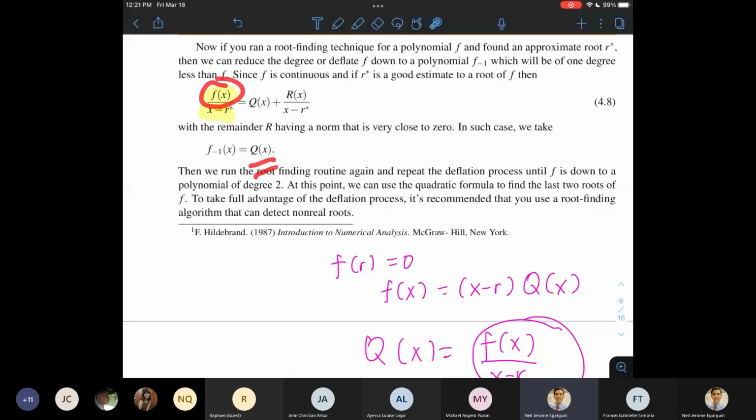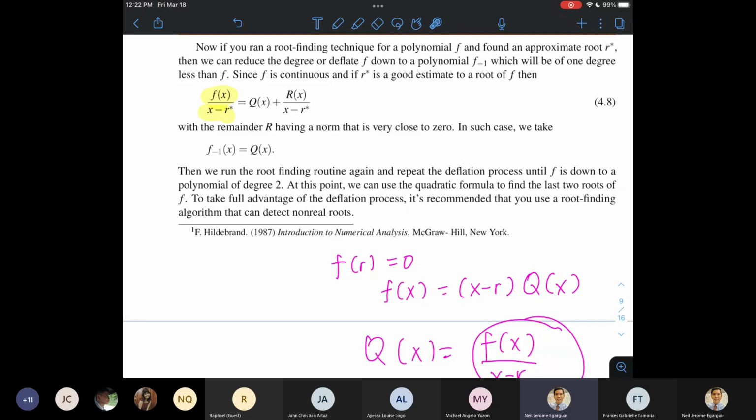Okay. And then, we run our root finding technique, like Muller's method, on the polynomial q, and we repeat the process until f is down to a polynomial of degree 2 or degree 1. Pagka si f ay na-deflate na natin into a quadratic polynomial, then pwede ka na mag-quadratic formula para mahanap yung natitirang dalawang roots. Kung siya ay linear, then okay. Kasi madali lang i-solve yung solutions ng linear equations. We have the linear formula for that.